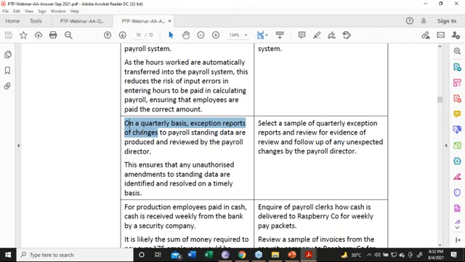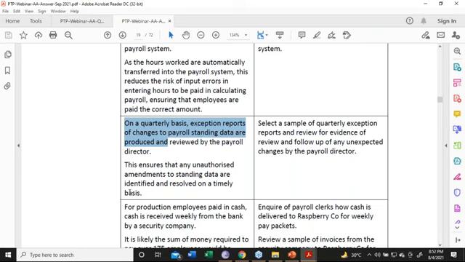On a quarterly basis, exception reports of changes to payroll standing data are produced and reviewed by the payroll director. This will give you half mark, and then you got to explain it. This ensures that any unauthorized amendments to standing data are identified and resolved on a timely basis. What's the objective of that particular control? Why would you review that exception report? As a payroll director, you would like to make sure that if there is any unauthorized amendment, you identify and resolve it on a timely basis.